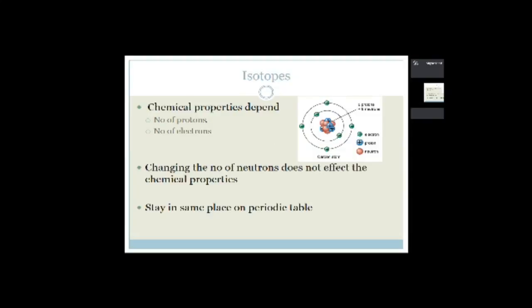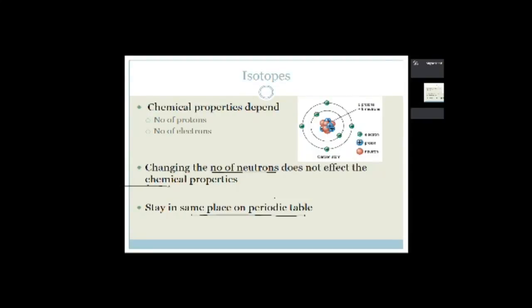They depend on the number of protons and the number of electrons. Chemical properties are not affected by the number of neutrons. Okay, which means that the isotopes are going to stay in the same place on the periodic table. We're not moving the atoms around the periodic table. If we did that, then the periodic table would be useless to us.